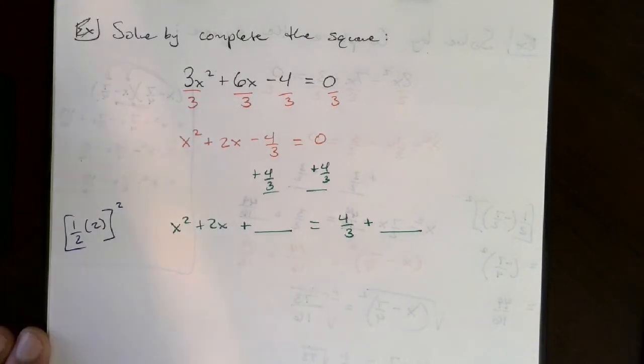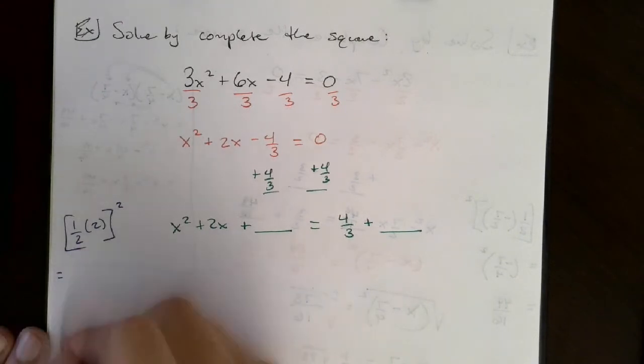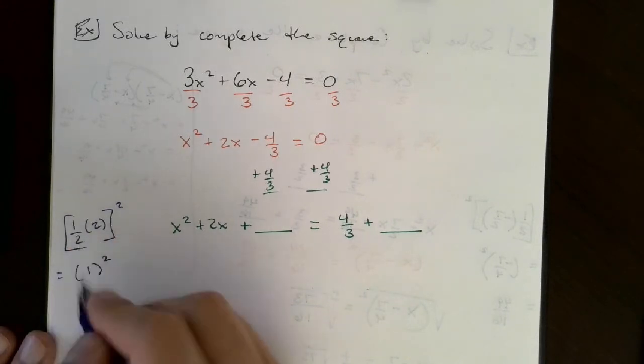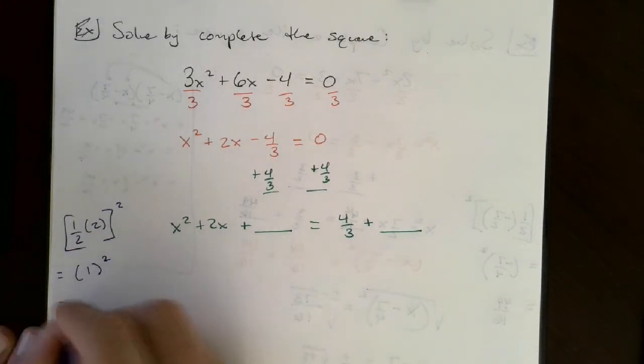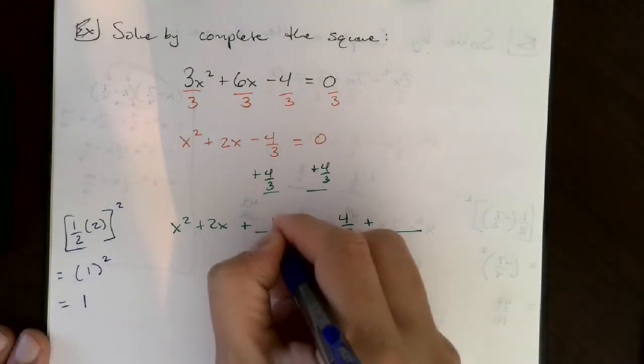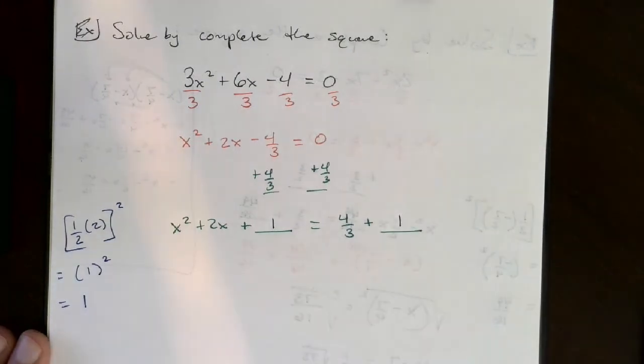Now when you do this, what's 1/2 of 2? Well, 1/2 of 2 would give you 1. So this would be 1 squared. 2 times a half is 2 times 1 divided by 2, so it's 1 squared, and 1 squared just equals 1. So in this case, I'm just adding 1 to each side. I'm going to add 1 here, and I'm adding 1 here.